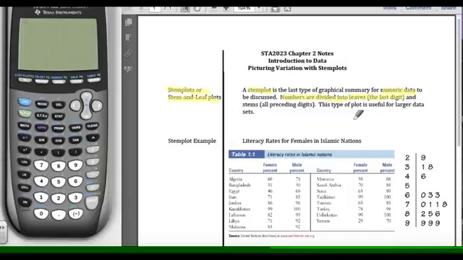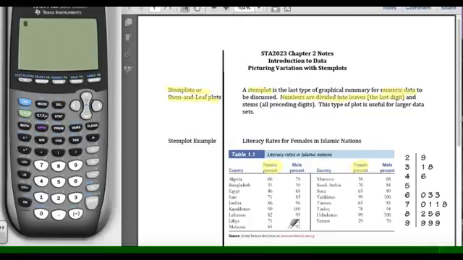In an example from our textbook, this table shows the literacy rates for females and males in Islamic nations. We're just going to focus on the female percentages. Right now, it's organized alphabetically by country, but the numbers are not organized in any meaningful way. We can't see what's typical, what's not typical, what the pattern is. So we can use a stem plot in order to organize and display this data.